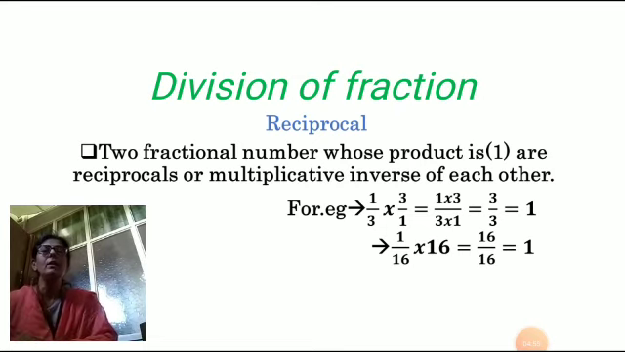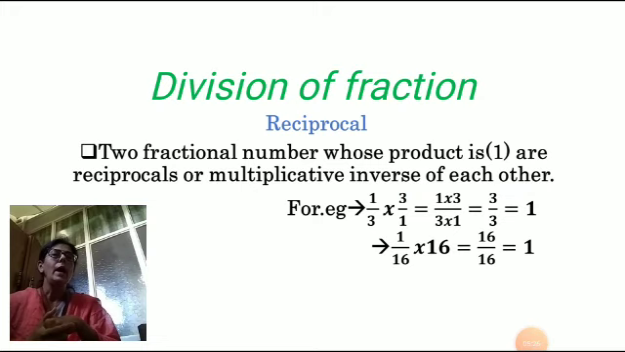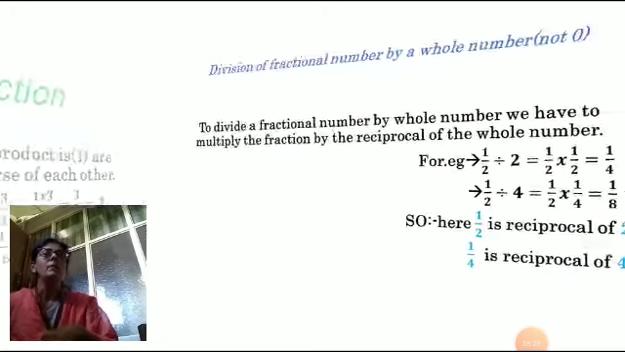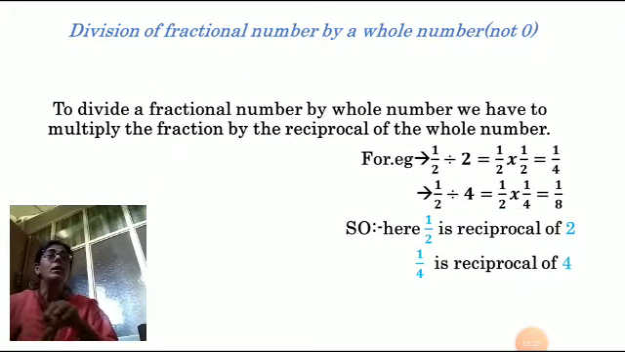Let us check with another example. 1 upon 16 multiplied by 16 upon 1, so here 16 upon 16. If we cancel 16, our answer will be 1. So we can say the fractional numbers whose product is 1 are known as the reciprocal or the multiplicative inverse of each other. Understand? Okay. Now we will learn about the division of a fraction by a whole number.